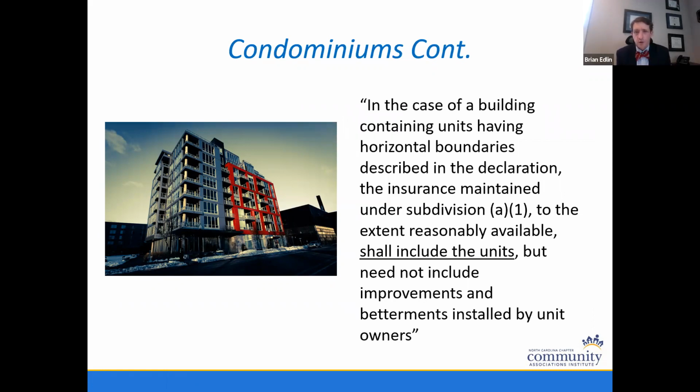In the case of a building having horizontal boundaries, so here you have a condominium structure that is, as you can see, vertical and it has horizontal boundaries. In the case of a building having horizontal boundaries, then the casualty insurance has to include the units, but need not include improvements or betterments installed by the unit owners. So oftentimes questions come up where an owner has added certain flooring, made certain upgrades to the interior of the unit, and the question is whether the insurance extends to that. The statute only requires the insurance on the units, but it specifically exempts from that insurance betterments and improvements.